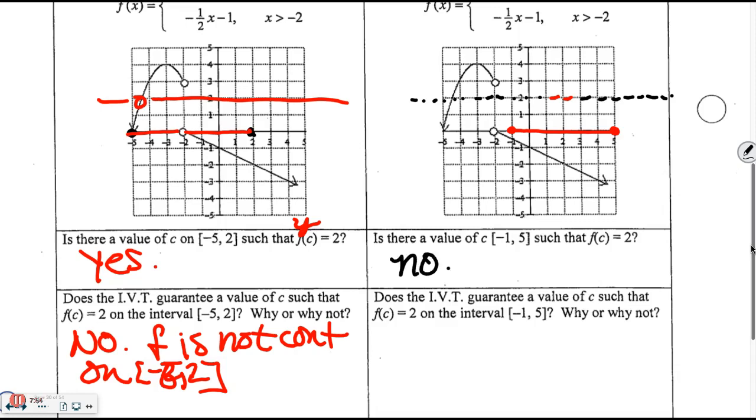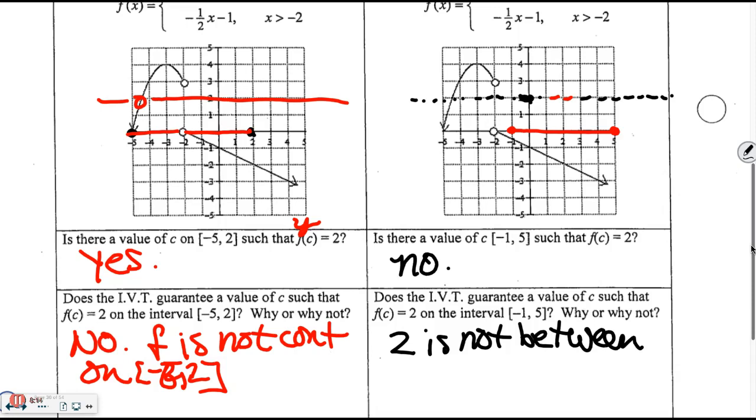Now, what part of the IVT wasn't guaranteed? 2 is not between. So this y value, this temperature, if you want to think of it like that, is not between 61 and 80. It's up at 90. Could it be 90 today, though? Yes, you're just not guaranteed it.